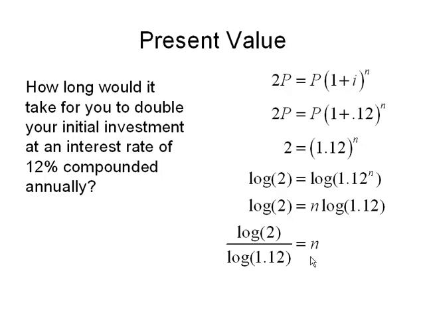If I put that into my calculator, I get that n is 6.1. So I'm going to have to compound 6.1 times, and since I'm compounding annually, that means 6.1 years. So in 6.1 years, I'm going to double my money if I can average a return of 12% each year.